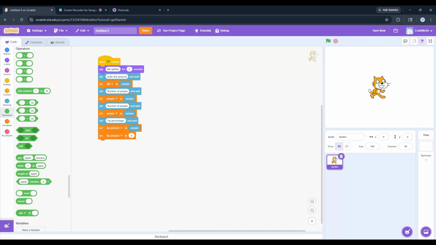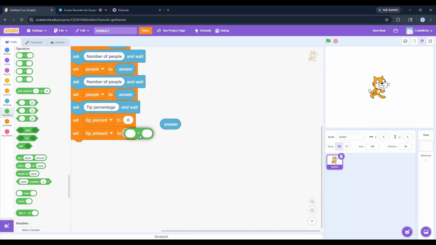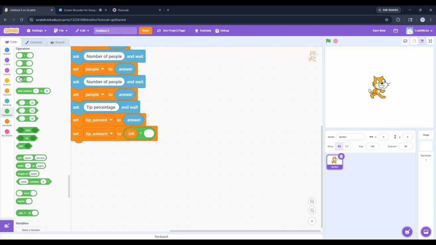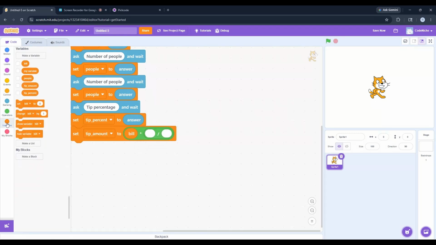For the tip amount, we are going to multiply the bill by the tip percent divided by 100. How exactly are we going to do it? I will be using the first block, which is multiplication. Tip amount, as said, we will be multiplying the bill. So we have the bill variable over here, and then I am going to multiply it with the tip percent. Here I am going to use another operator, which is the division operator. The variable that we are going to use is the tip percent, the one the user entered, divided by 100. Because that's how you calculate the percentage, isn't it?